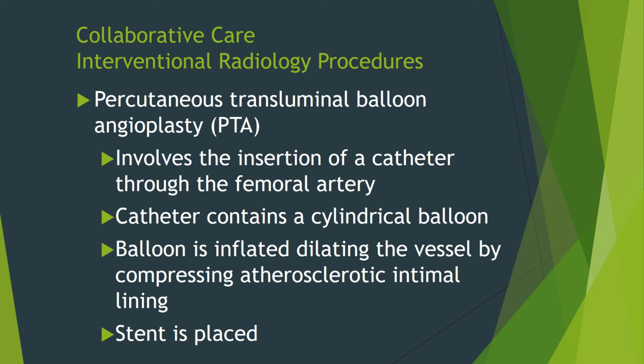Percutaneous transluminal balloon angioplasty, or PTA, involves the insertion of a catheter through the femoral artery. Instead of feeding it up to the heart, they're going to feed it down the limb to where the critical blockage is. There is a balloon at the end of the catheter, and when they get to the blockage, the balloon is inflated, and that dilates the vessel and sort of pushes the atherosclerotic plaque away, and then they'll usually put in a stent to keep that plaque pushed aside.